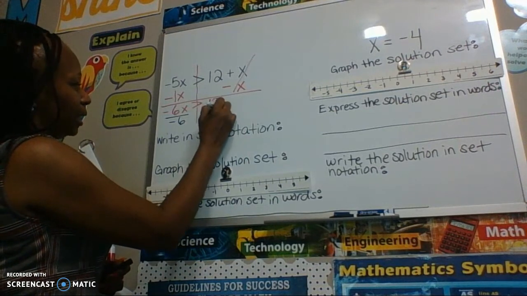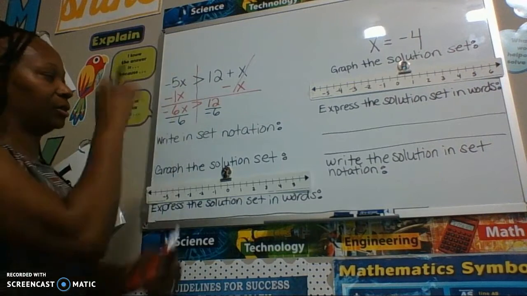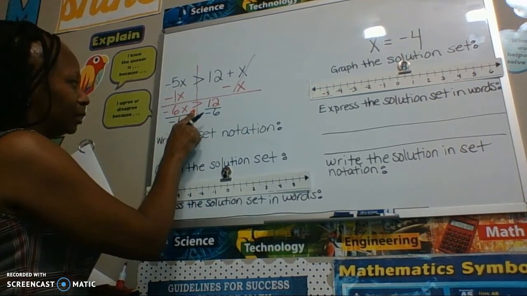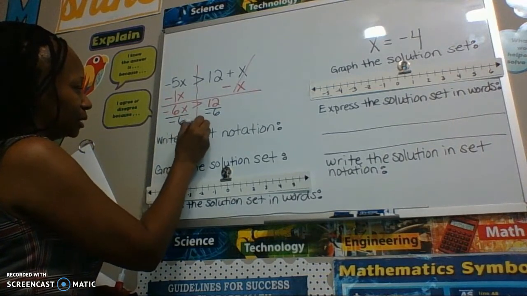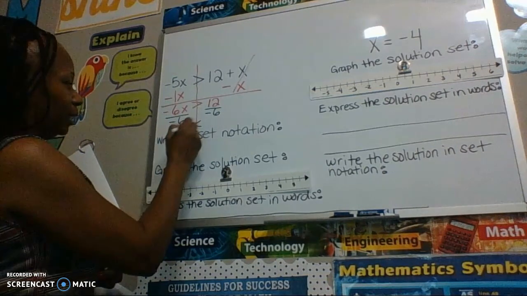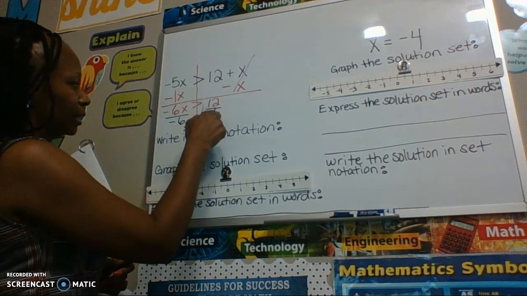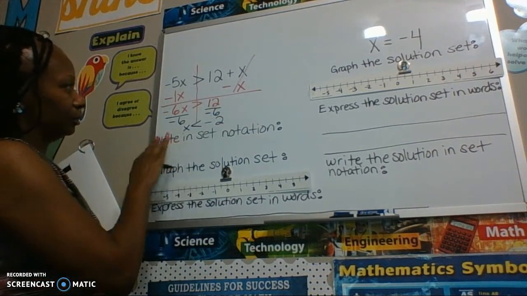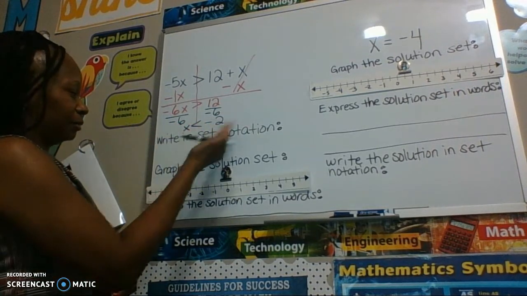Because I divided by a negative, anytime you divide by a negative, you're changing direction. So that means that the inequality symbol has to flip. So instead of greater than, now it's going to be less than. And then you have x less than, positive divided by negative is a negative, and 12 divided by 6 is 2. So this is my solution set. To write this in set notation, that would be my answer.